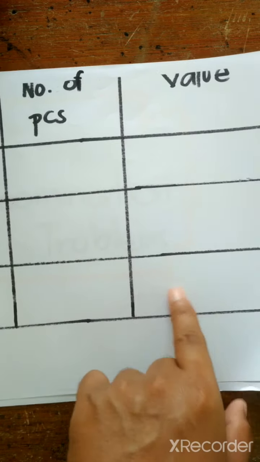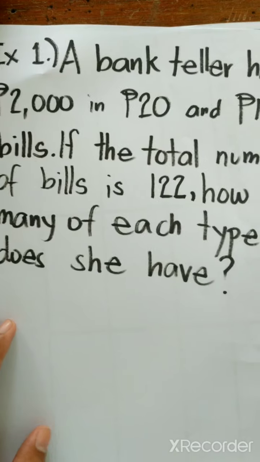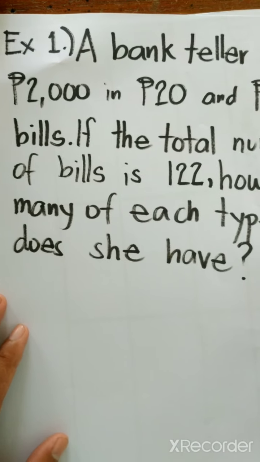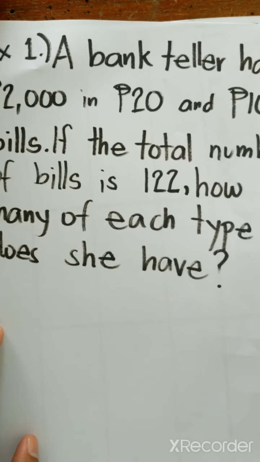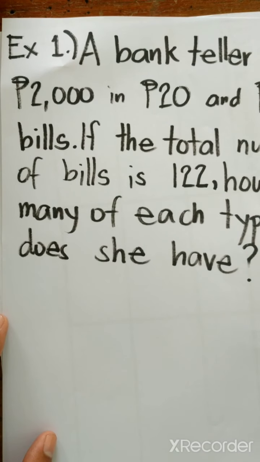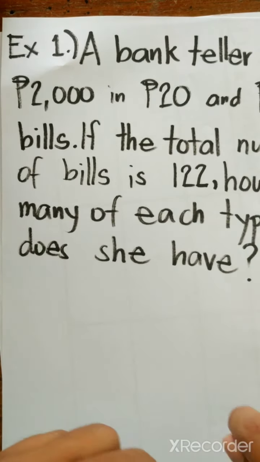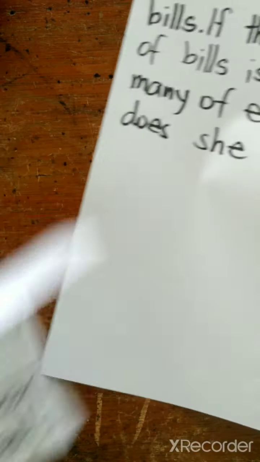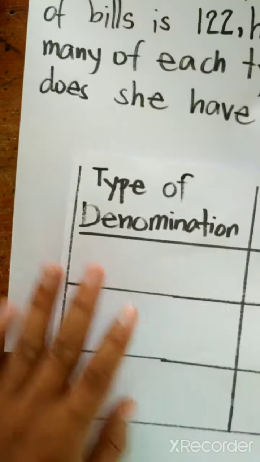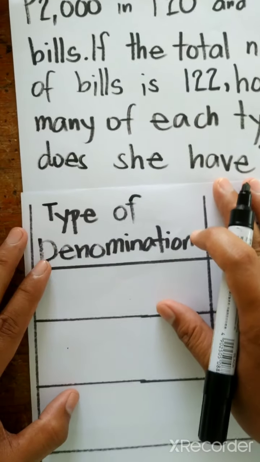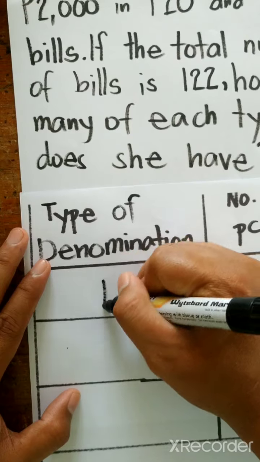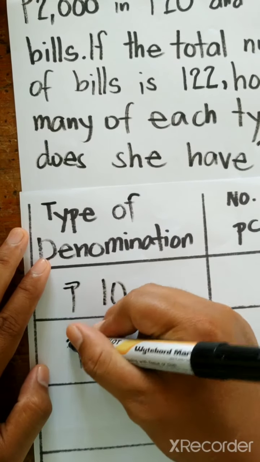Okay, so let's start. Our first example tells us that a bank teller has 2,000 pesos in 20 peso and 10 peso bills. If the total number of bills is 122, how many of each type does she have? So we are going to fill in our table right now. Let's see what types of denomination there are. We can see that there are 20 peso and 10 peso bills. So we're going to write 10 peso bill and 20 peso bill.